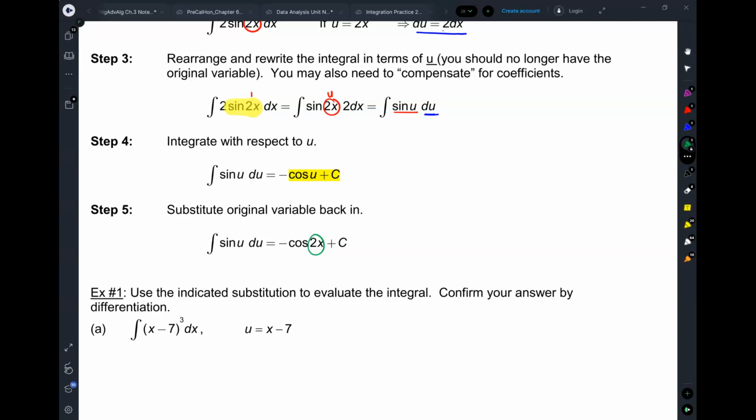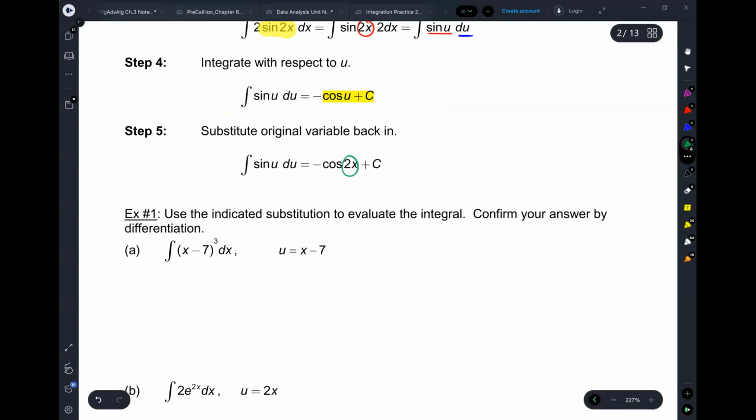You're still adding c. And then you just switch the u back to the right function. Okay, so let's do an example.